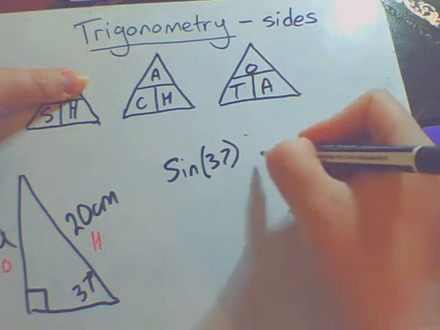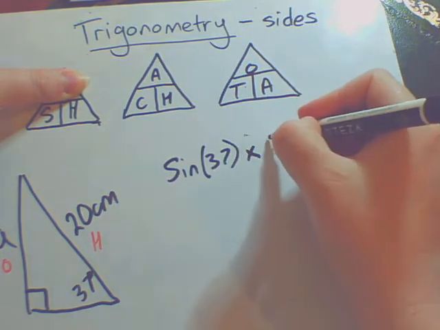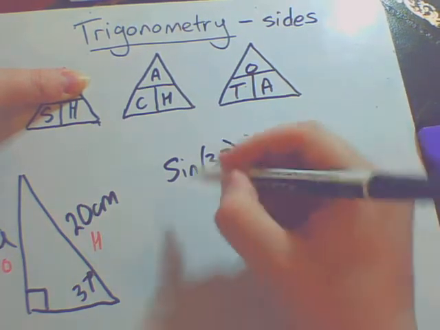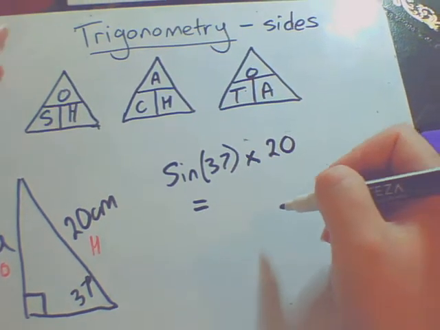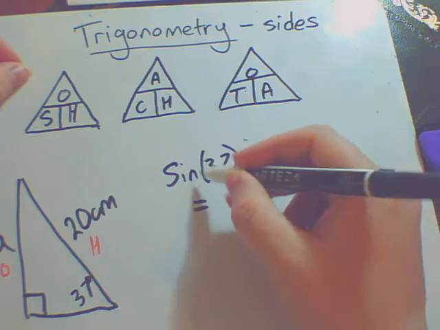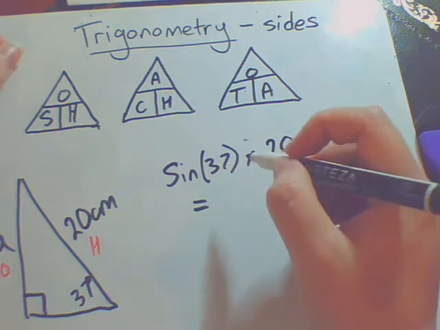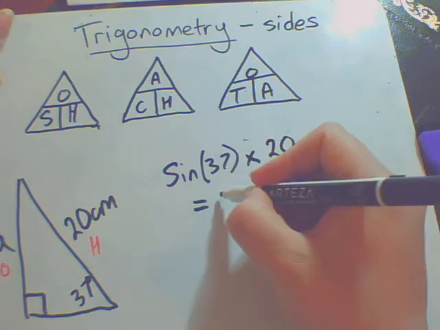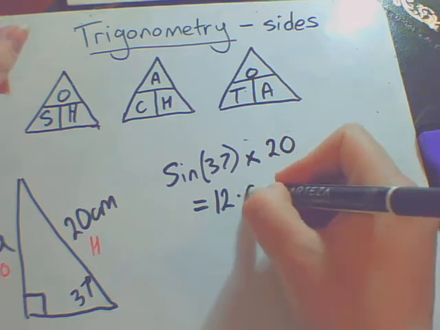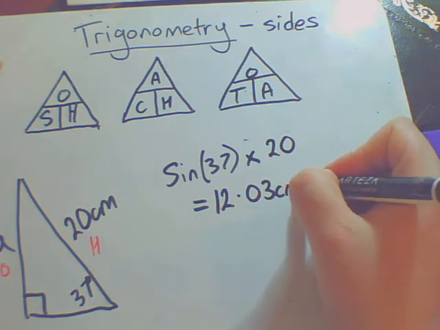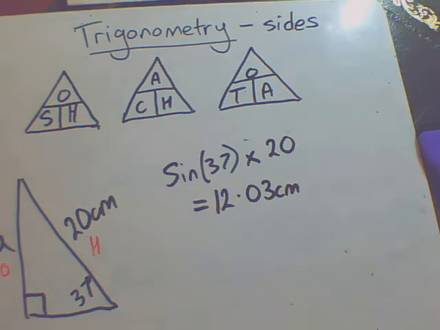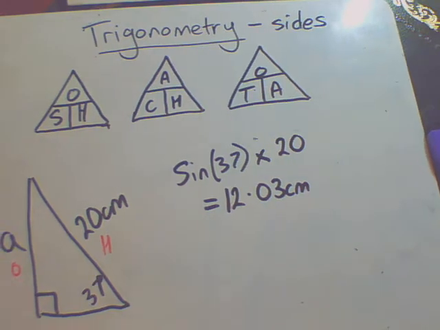37 multiplied by the 20 centimetres. And my calculator will do that hard work for me. If I type it in exactly as it is, make sure your calculator says D at the top, 12.03 centimetres. Have a go, see if you get that when you type it in.